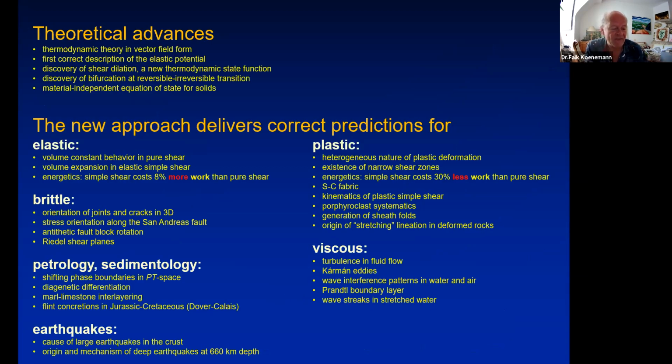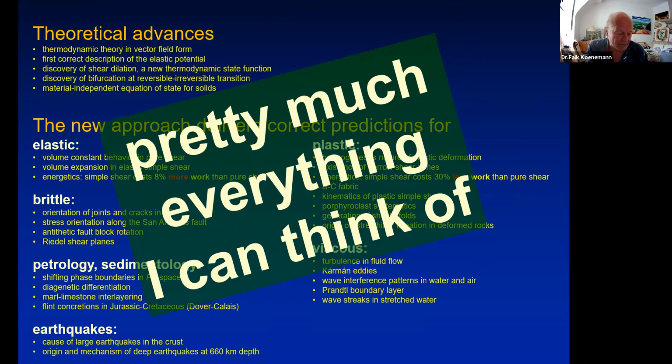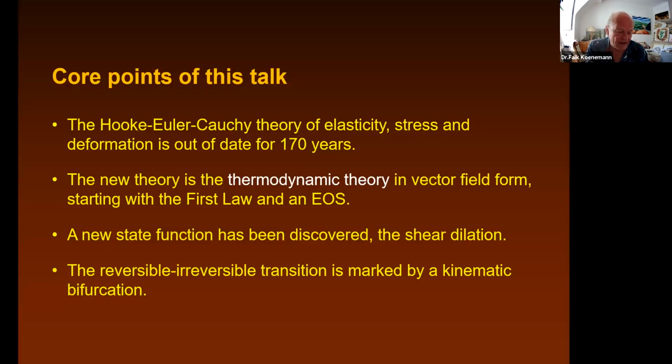Well, the list of items that I would love to demonstrate in detail, but not today. The main points of this talk: the conventional theory of elasticity is obsolete. The new theory is thermodynamics in vector field form and based on the first law. A new thermodynamic state function has been found, the shear dilation. At the reversible-irreversible transition, a bifurcation has been discovered. The new approach is highly successful in its predictions.